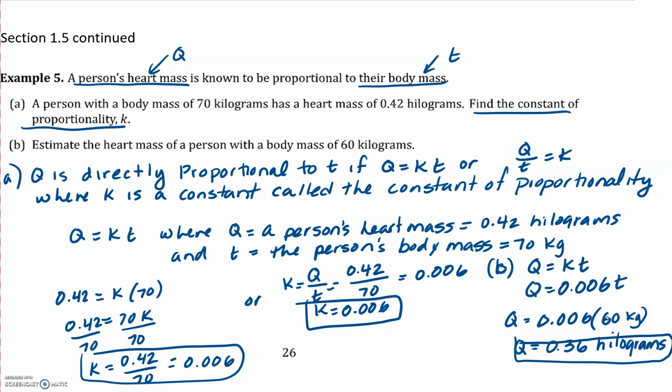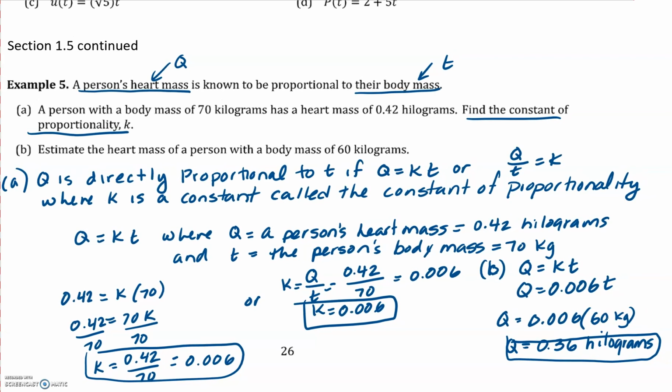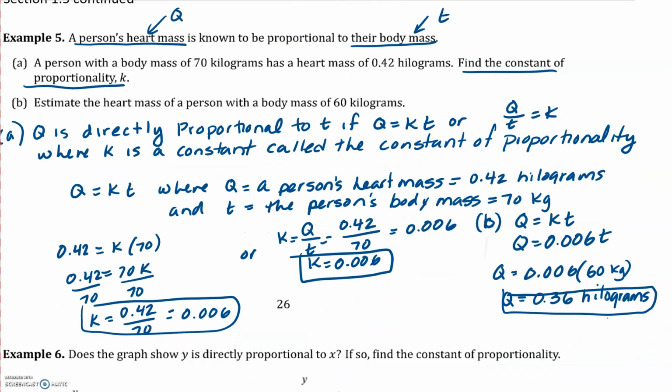This K is a constant that absorbs whatever units you need to convert from one to the other. So that is example 5. Going on to the next page.